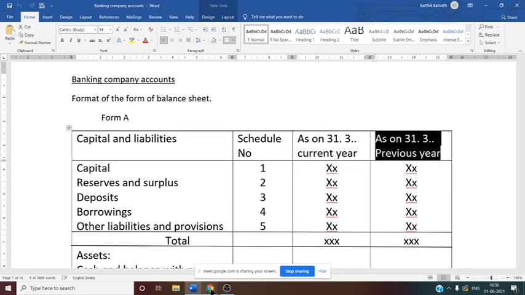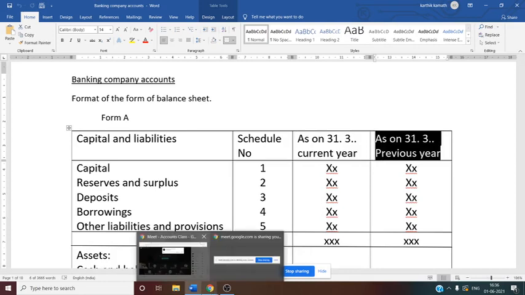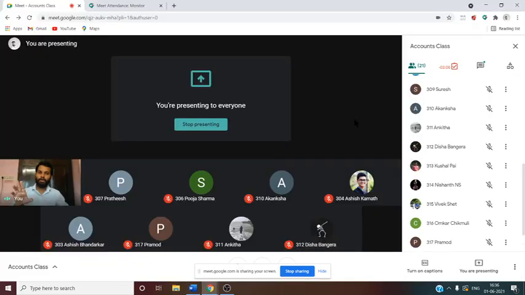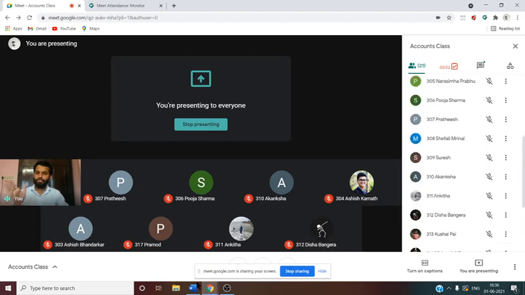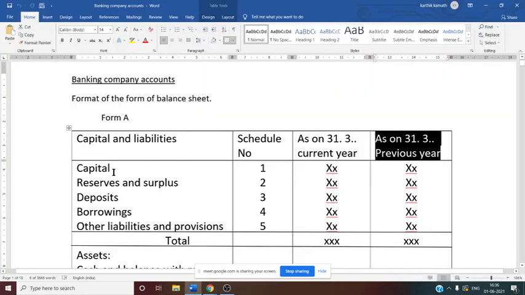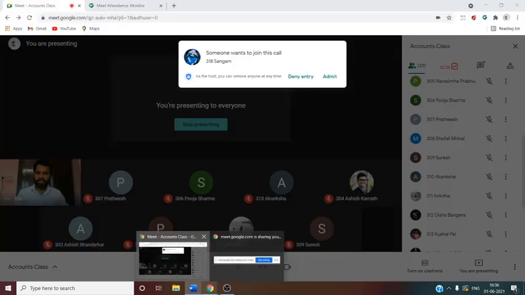So here they have given you 2 columns, one for the present year and one for the previous year. Why have they mentioned this? Just to compare the amount of an item. Let us say capital: what was the amount in the year 2019 and what was the amount in the year 2020? We can compare with the help of current year and previous year information. But in the problems given in our syllabus, you have to compute for only 1 year. There are no comparative statements involved in banking company accounts.